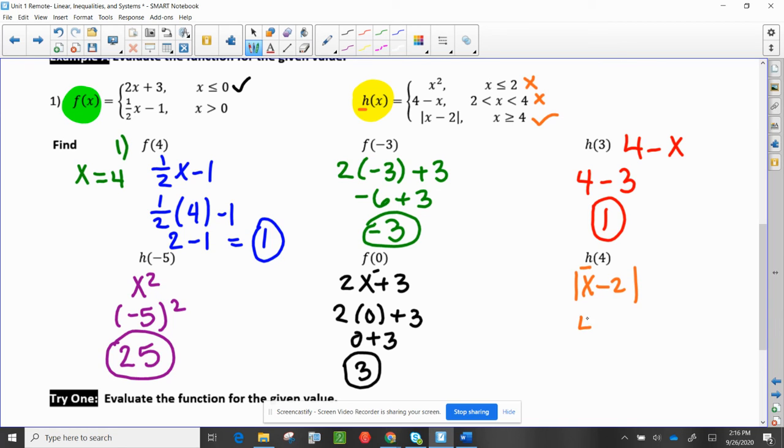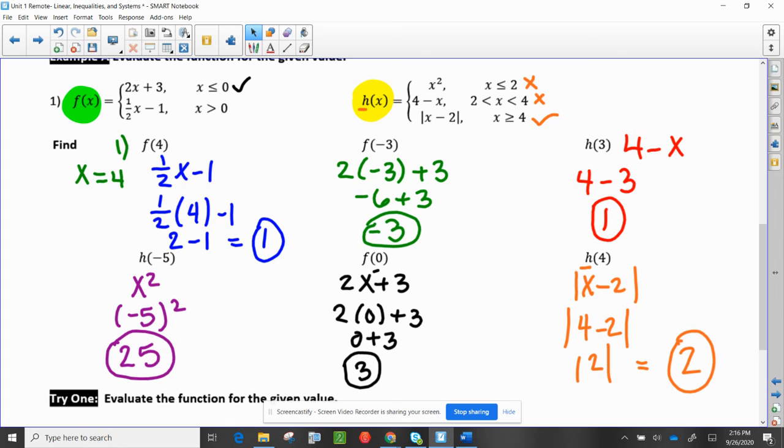So plugging in my number, 4 minus 2 is 2. Well, the absolute value of 2 would still be 2. Remember, absolute value makes your answer always positive. So if it was negative, we would switch it positive. But since it's positive, it just stays that way. So again, the important takeaways is just making sure you're only ever plugging into one equation. You use the restrictions on the domain to tell you which one to use.